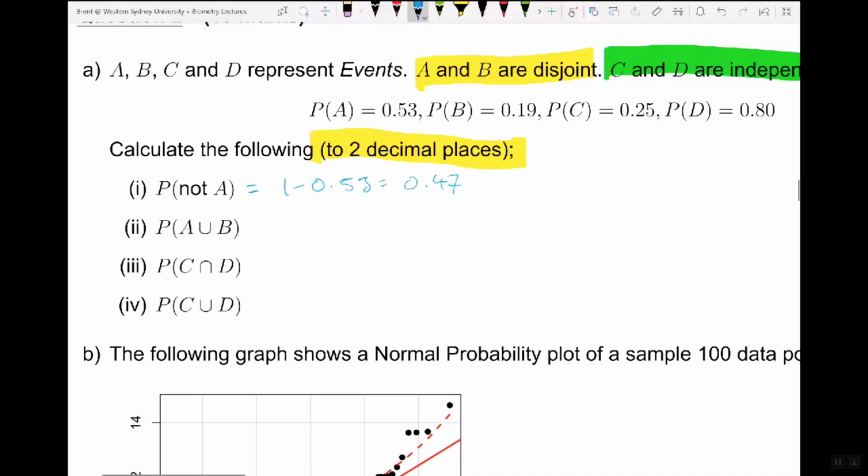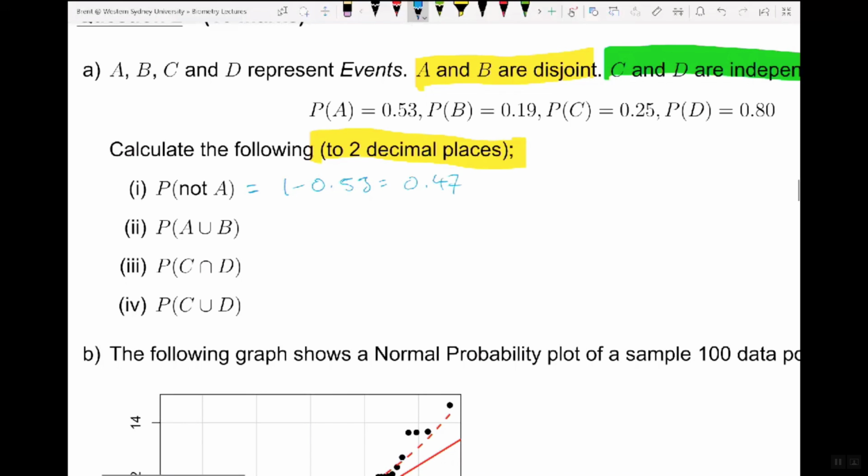They're complementary. They can't both happen at the same time. Something can't happen and not happen, right? So those 2 events can't overlap. And they are specifically complementary. They add up to be 1 as a probability or 100% as a percentage. Okay? So they gave me A. I can work out not A based on subtracting it from 1. All good? The next one, P of A or B.